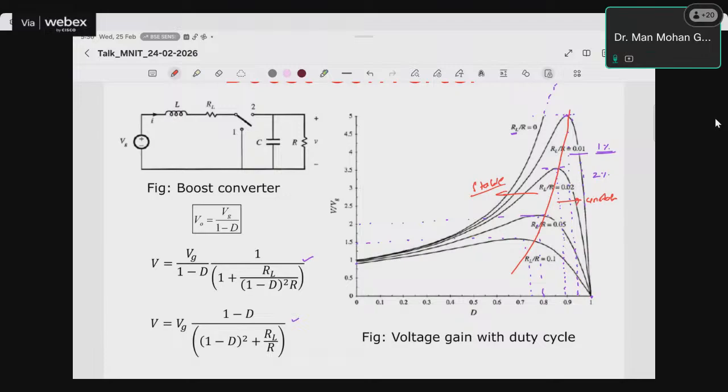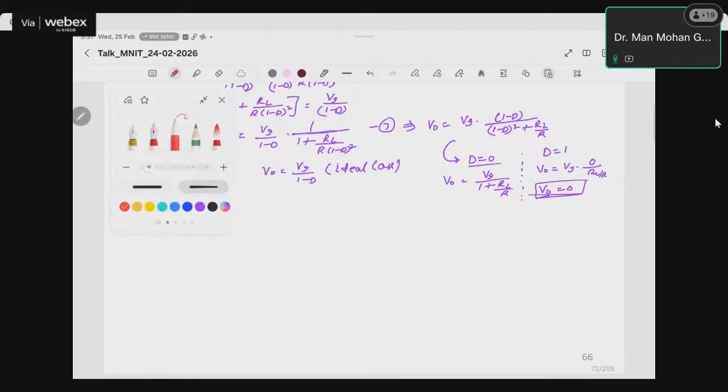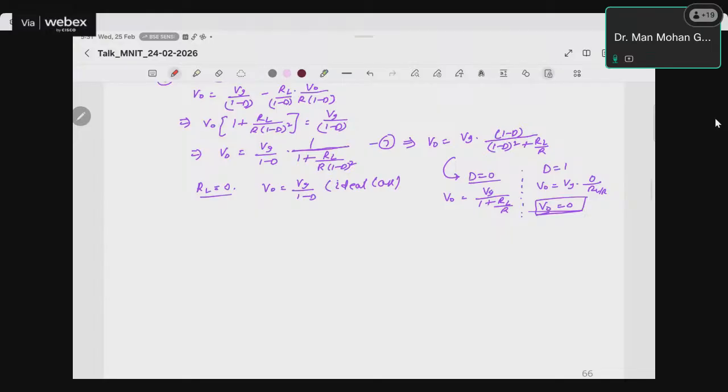So you have to keep the duty cycle to the left of the maximum value. It means you should know the maximum value, and this maximum value is restricted by the value of ESR. So we can find the maximum value of duty cycle. This expression is with us, and we can use it. Let's say this is the voltage gain, V naught upon V input, which is nothing but 1 minus D upon 1 minus D square plus RL by R. I need to differentiate this with respect to D, so let us differentiate.